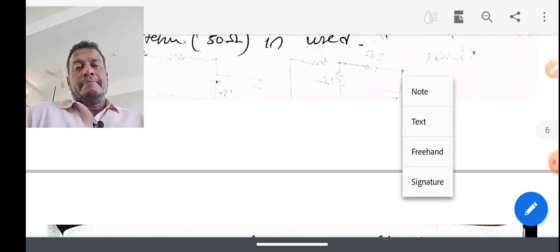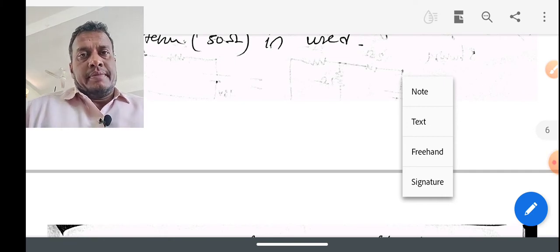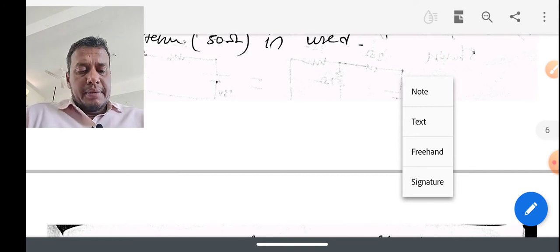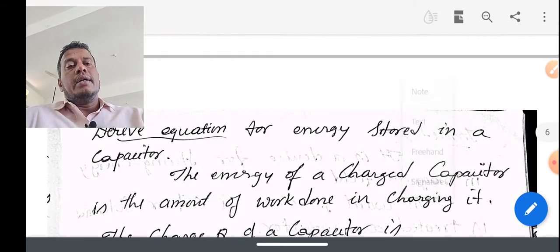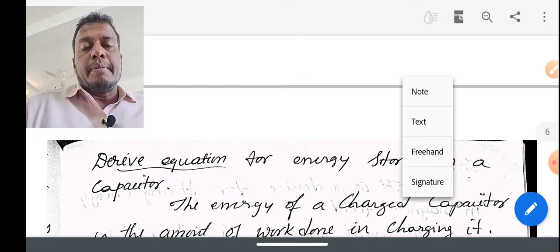Today let us give some derivations about the topic of the physics paper third of the third semester of Davangere University in the network theorem, and this is the second session about capacitors.